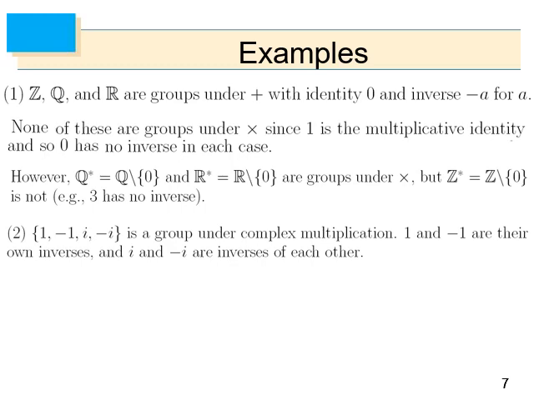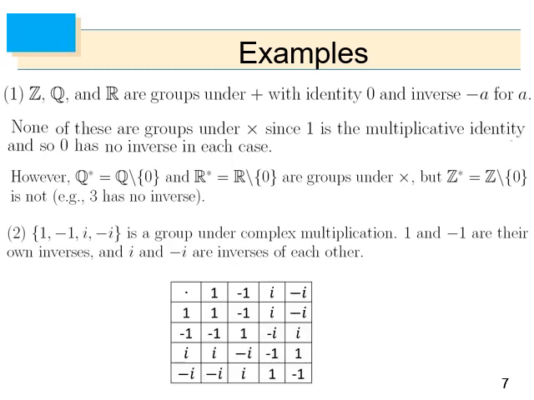The set of complex numbers 1, minus 1, i, minus i is a group under complex multiplication. 1 and minus 1 are their own inverses. And i and minus i are inverses of each other.